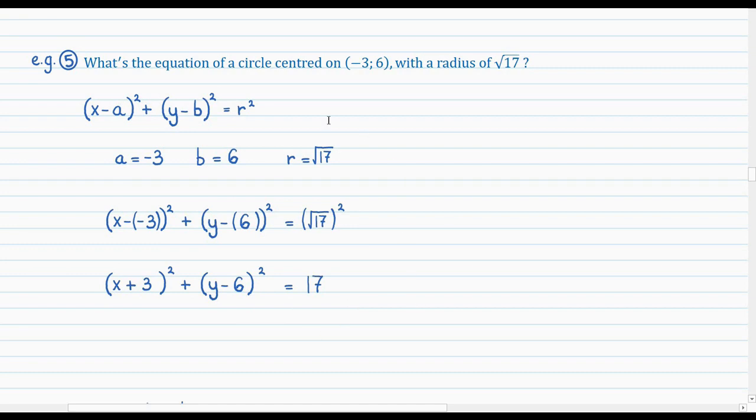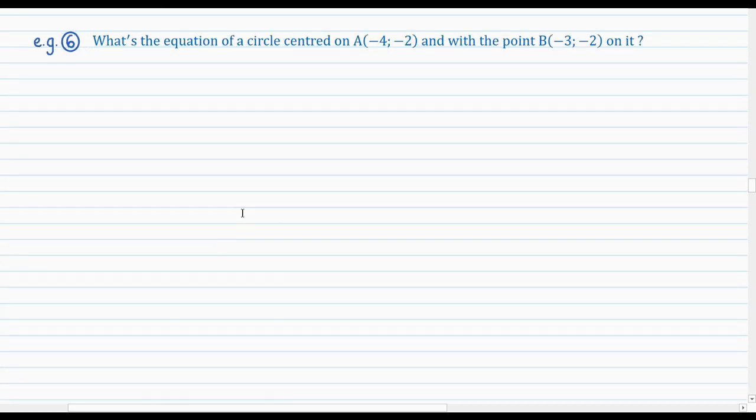Cool. So just get comfortable with this general equation and know what everything in it means, because you'll have to play around with it in a bunch of different ways. Here's another sort of question you could ask. The question asks, what's the equation of a circle centered on the point A with coordinates of -4 and -2, and with the circle having the point B on it with coordinates of -3 and -2?